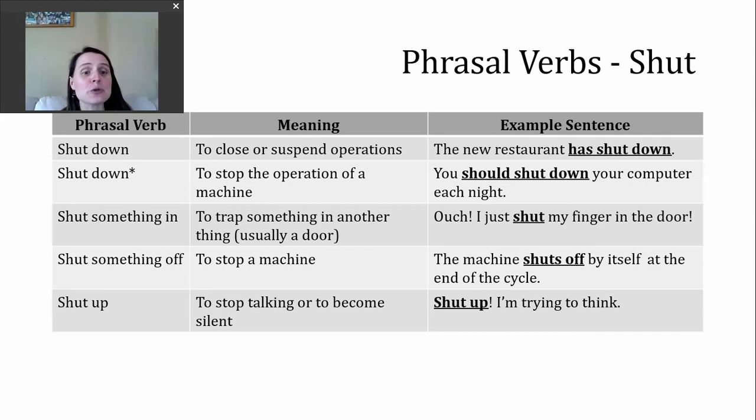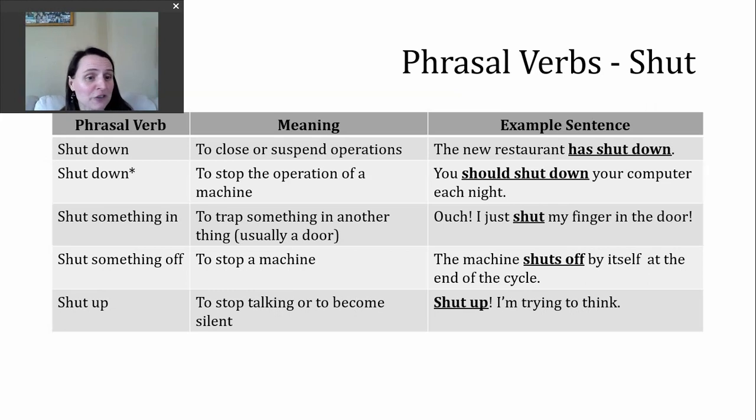Another phrasal verb is to shut something off. And this, again, usually applies to machines and stopping it. Here's an example sentence. The machine shuts off by itself at the end of the cycle. So maybe this example is a washing machine that just shuts off, turns itself off at the end of a cycle.